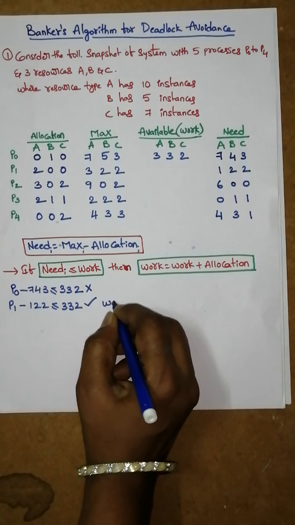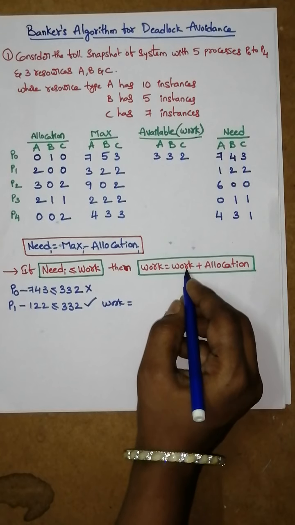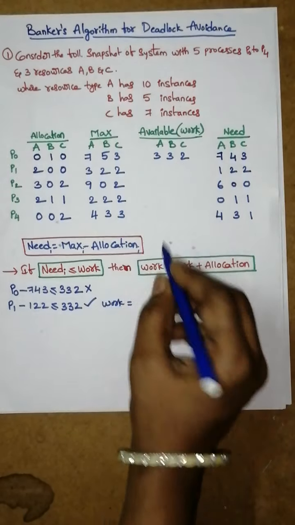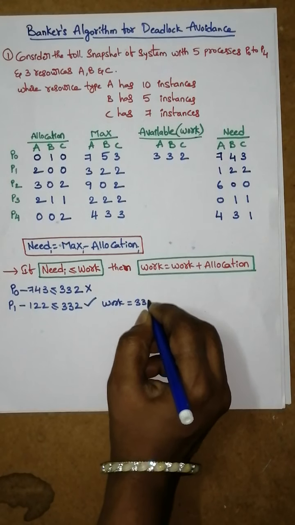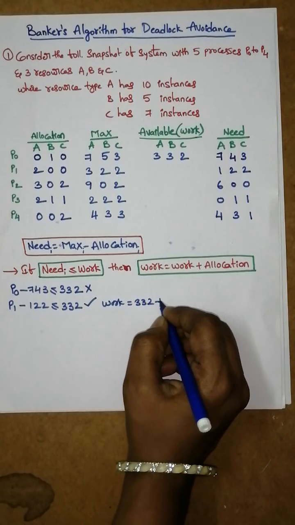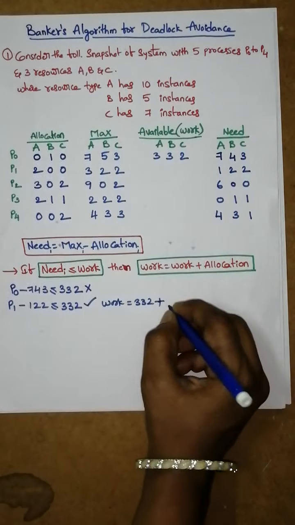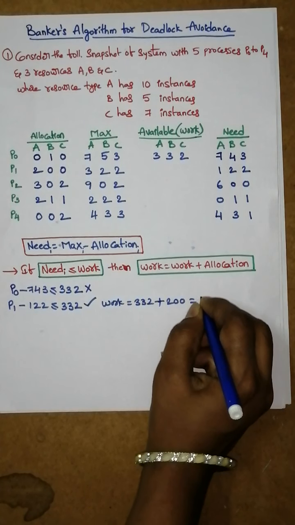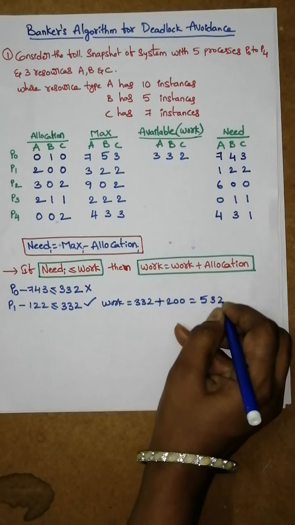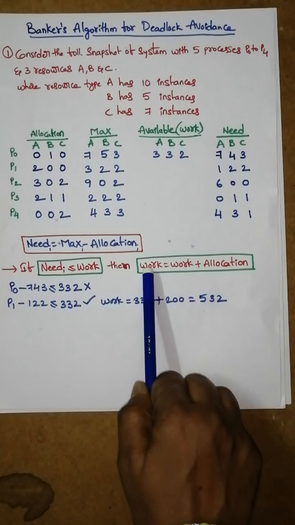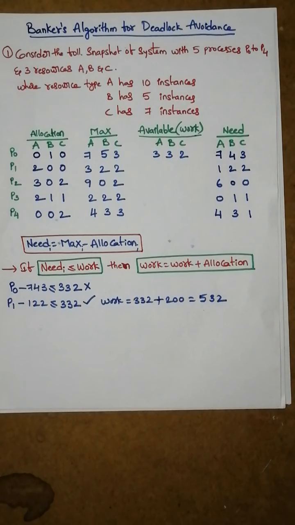Work is equal to work plus, how much? 332. So 332 plus allocation. How much have we already allocated for P1? That is 200. So the total will be 532, meaning I am going to update the value of work as 532.